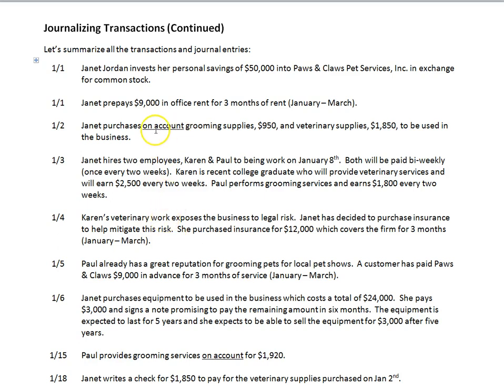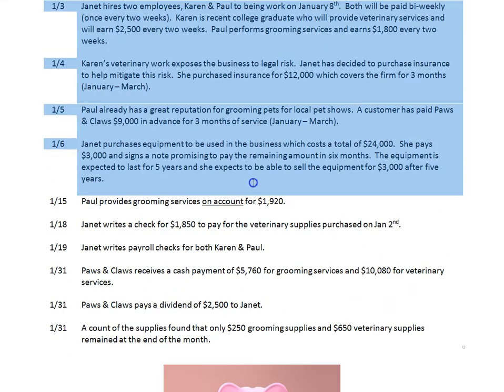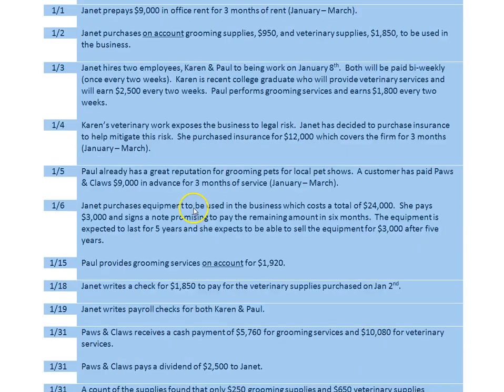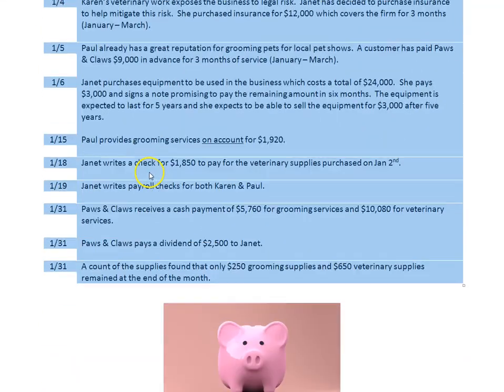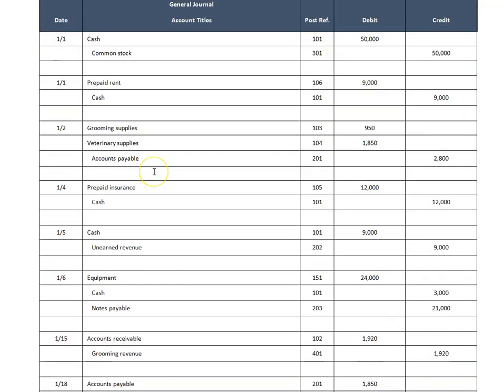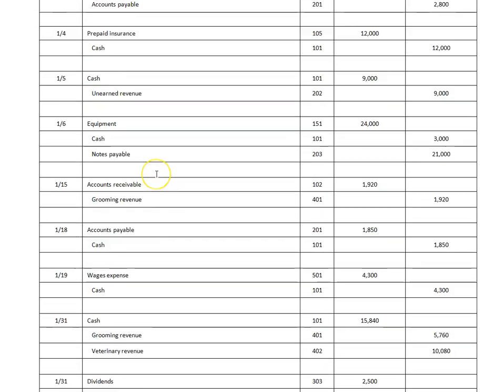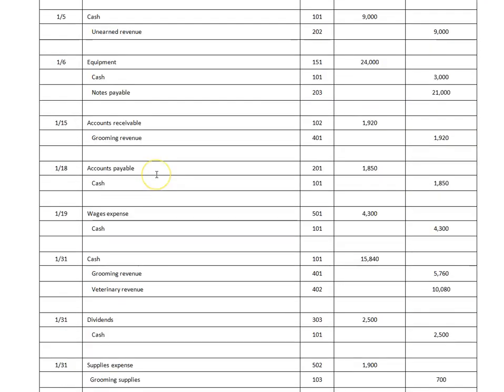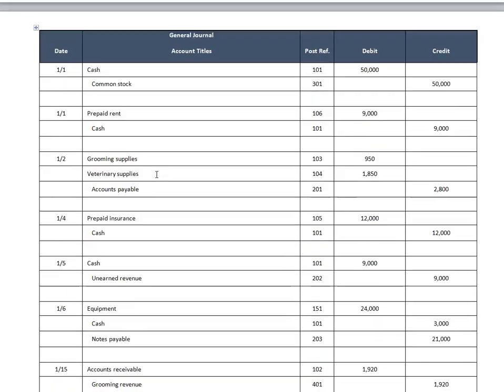Alright, what we're going to do next, we're going to look at the posting transaction, but all I'm doing here is summarizing all the transactions. So this is nothing new here. This is just all we've covered in individual steps. And I'm going to show you on the next page. This is already going to be filled out. These are all just a summary of all the journal entries that we've recorded.